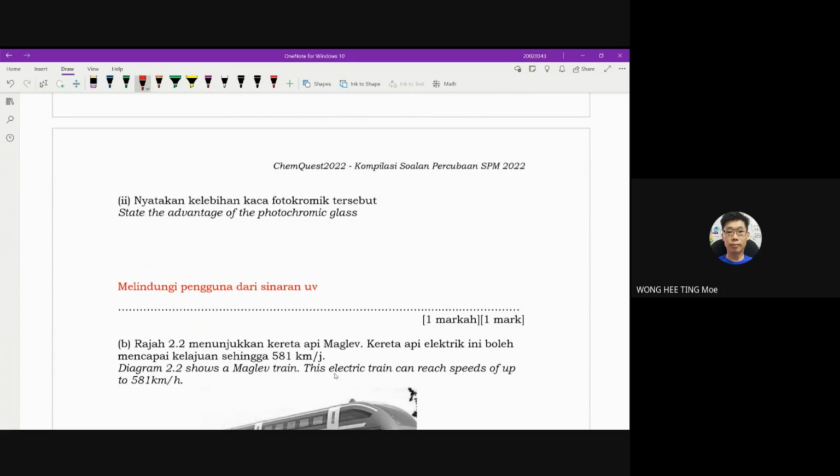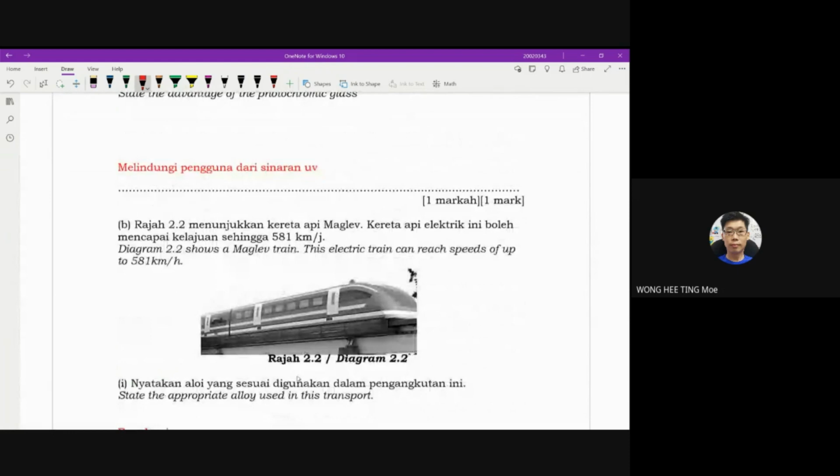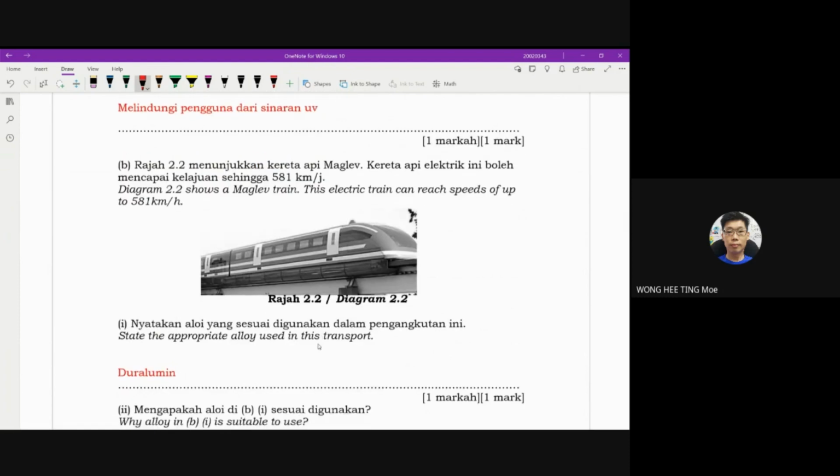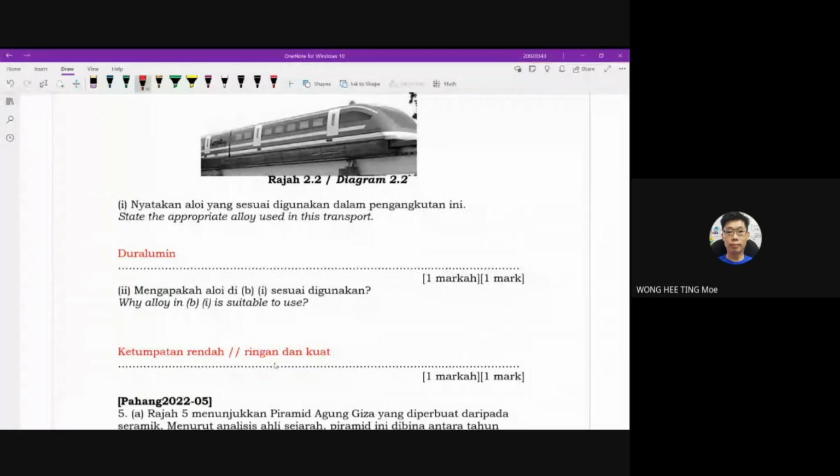Now this one is a maglev train. This electric train can reach a speed of 581 km per hour. Very fast already. So state the appropriate alloy used in this transport. So alloy, the body, so duralumin. Why is it used in making the body of the bullet train? What is the property of duralumin? Okay, light, hard, and strong. Very good. Hard and strong, light.